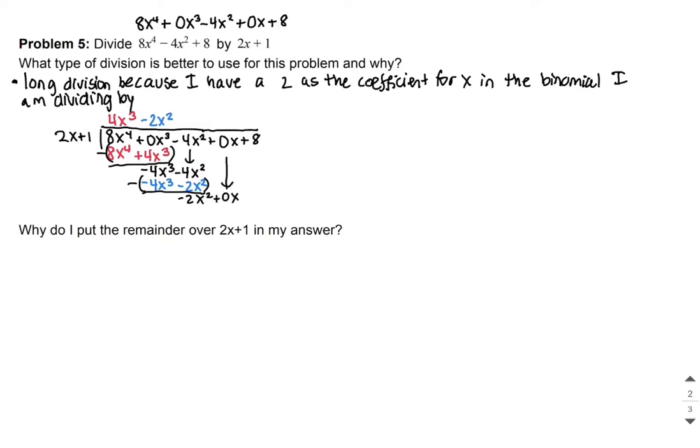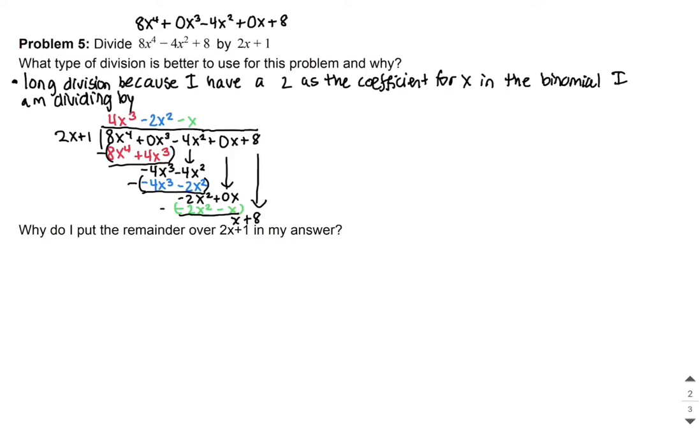So I ask myself, what do I have to multiply 2x by to get negative 2x squared? And 2x I have to multiply by negative x to get negative 2x squared. So negative 2x squared here. And then I multiply negative x times 1 to get negative x. And I'm subtracting to see what I have left over to take care of. And I have a 0x minus negative x, which is positive x. I bring down the 8 here.